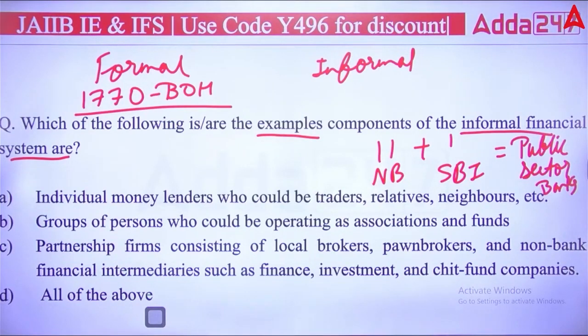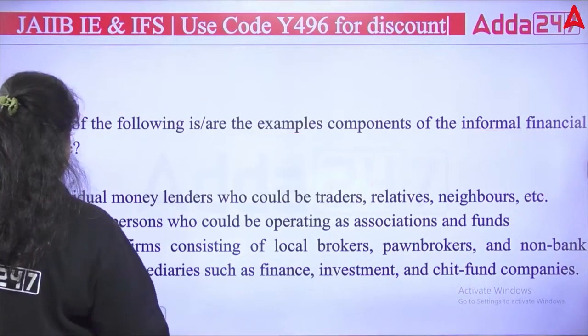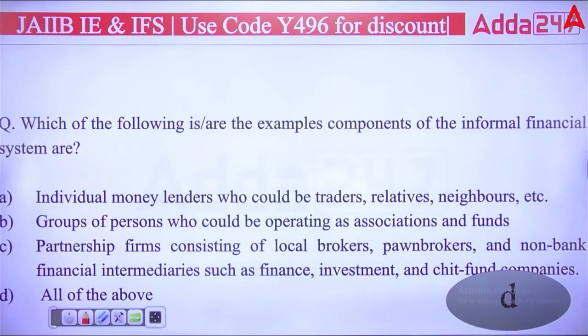Okay, I got the answer, that is D. All of the above. Very good. These all are the informal financial system part. So your right answer is D.